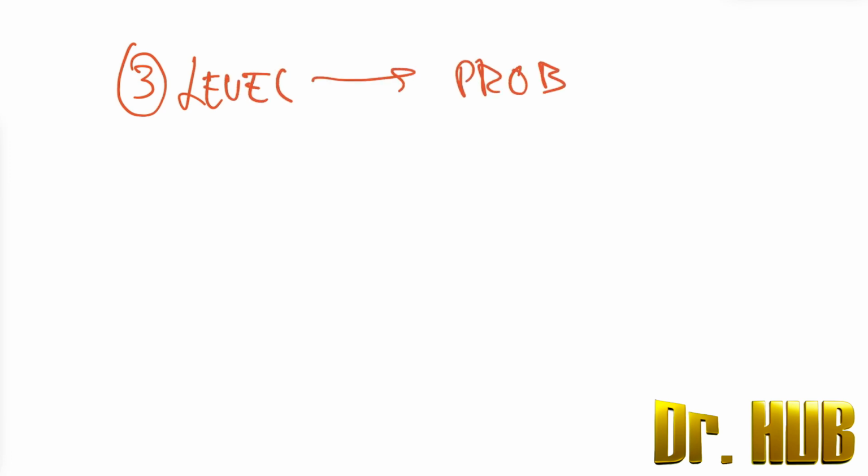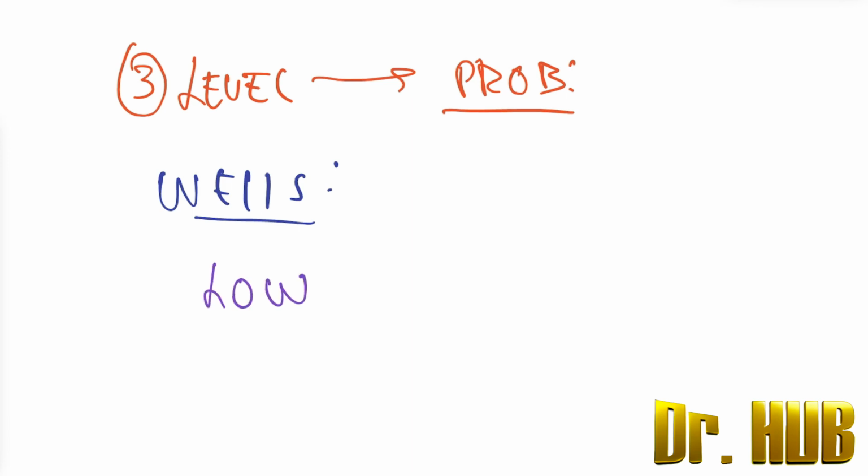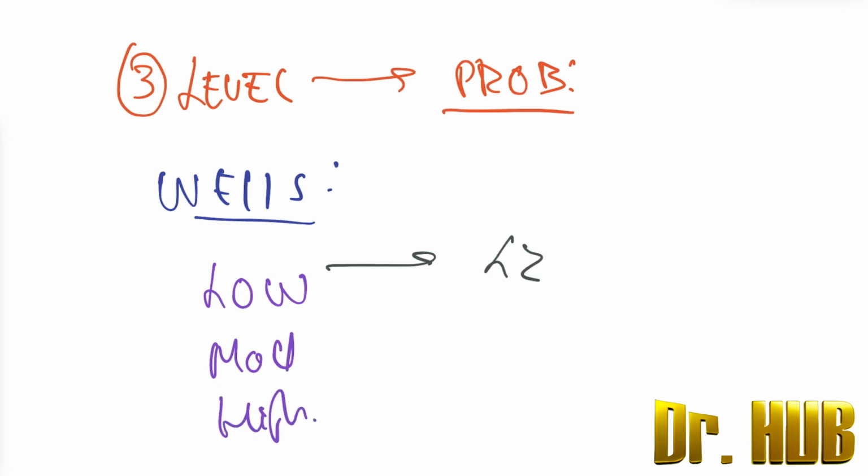Now let's look at the 3-level score probability. This is the Wells criteria. The categories are low, moderate and high. Low is less than 2, moderate is 2 to 6, and high is greater than 6.